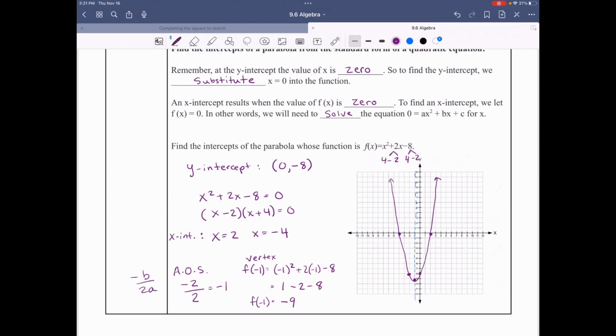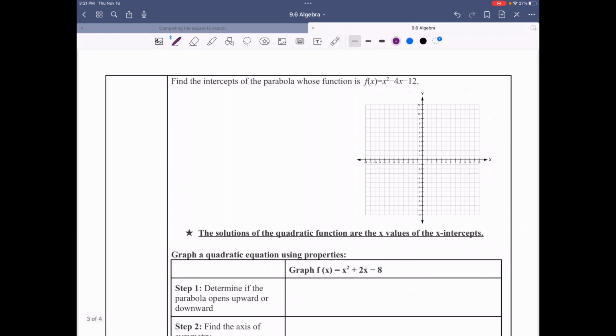Turn your page when you are ready. On this page, you are asked to find the intercepts. You can find the intercepts if you have time. You could also figure out the axis of symmetry. So work on finding the y-intercept and the x-intercepts. And if you have time, you can find the axis of symmetry and the vertex to be able to graph it. I'm going to pause the video and you can get started.